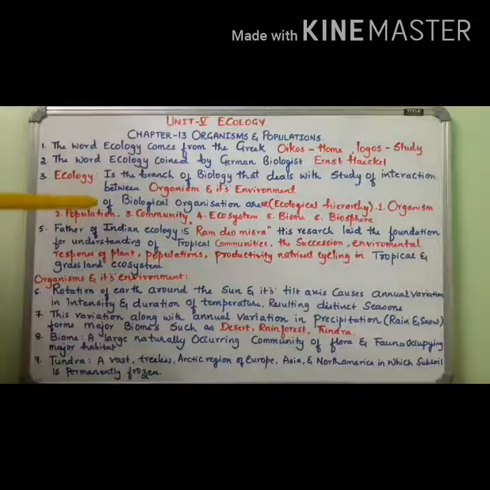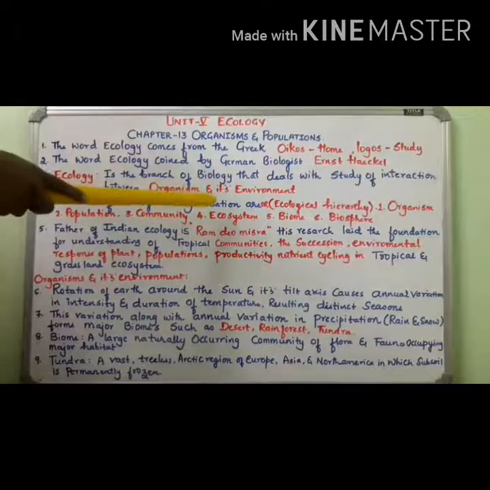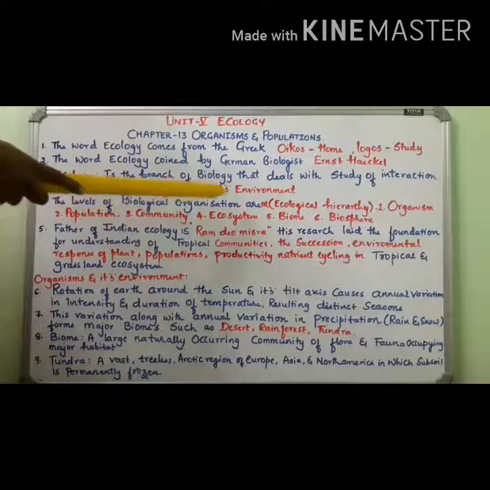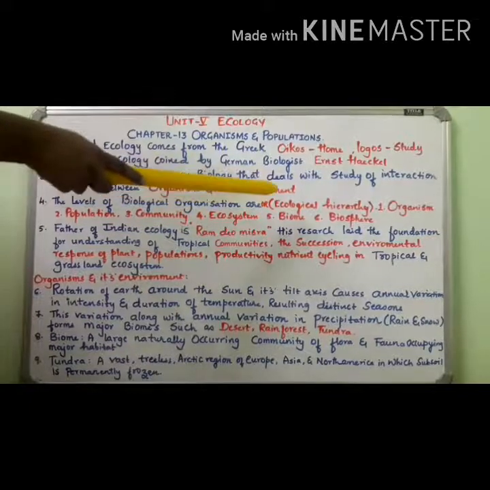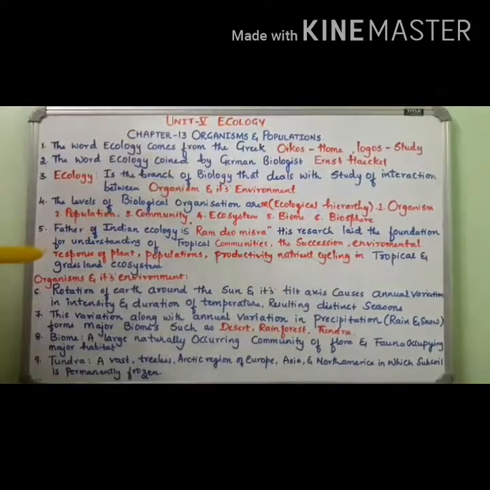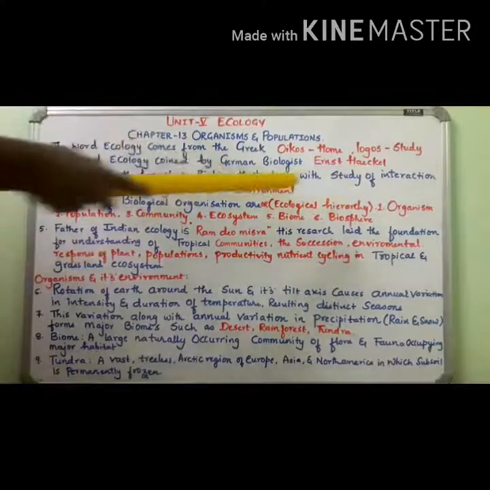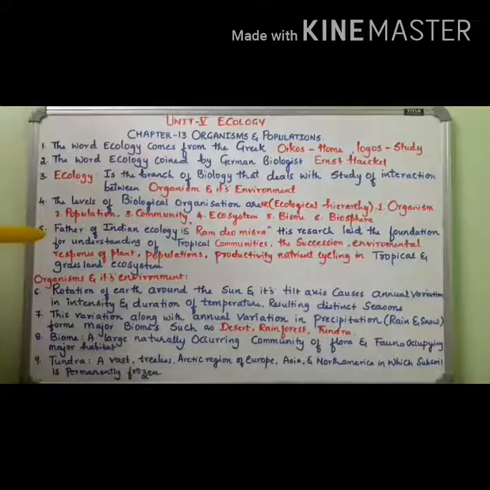Next, the levels of biological organization. These are also called the ecological hierarchy. The basic unit of the ecological hierarchy is the organism. We already discussed the organism.